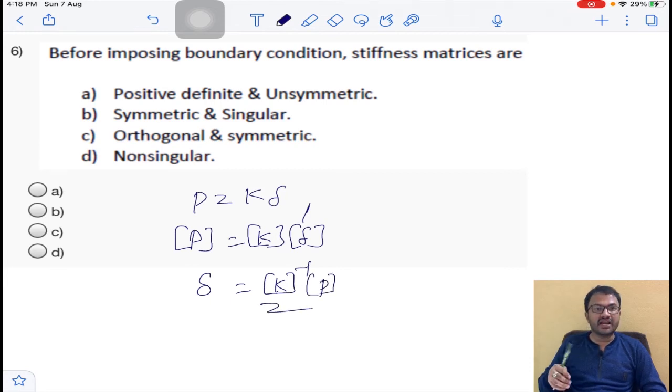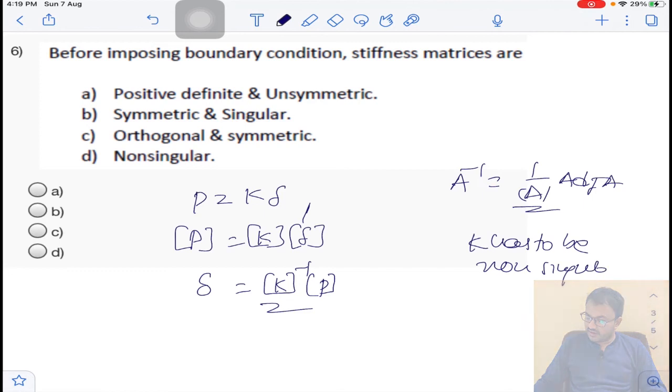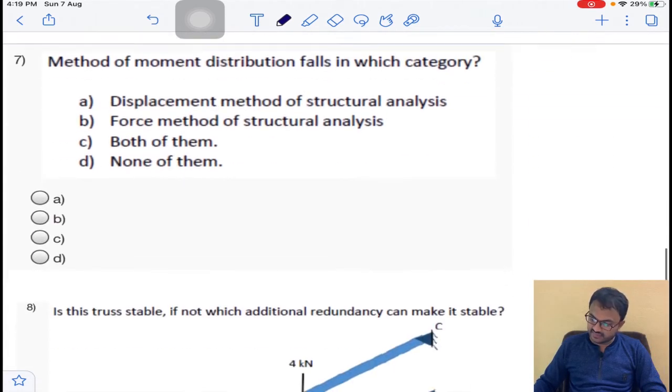Okay. So whenever we are required to calculate an inverse, it has to be a non-singular matrix. That is, A inverse is equal to 1 by mod A into adjoint A. So if mod A is equal to 0, then it is not possible to calculate the inverse. Clear? So K has to be a non-singular matrix. Non-singular matrix means mod K is not equal to 0. That is, non-singular is option D. So that is the 6th question, answer D.